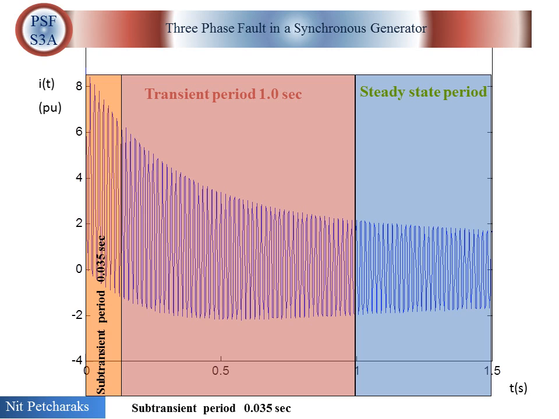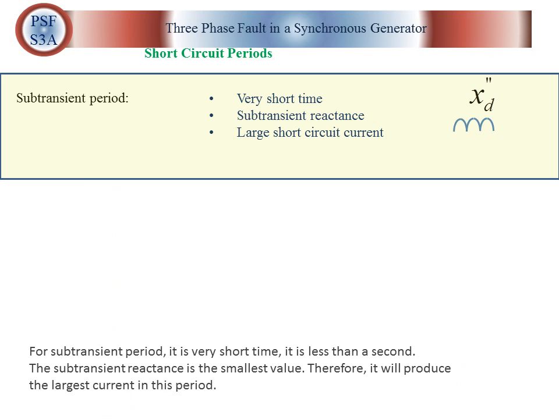The first period is the subtransient period. It is very short and the current is very high. The second period is the transient period. And the last one is the steady state period. The subtransient period is a very short time, less than a second. The subtransient reactance is the smallest value. Therefore, it will produce the largest current in this period.